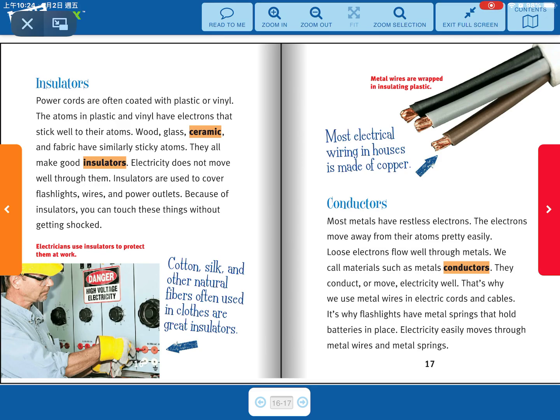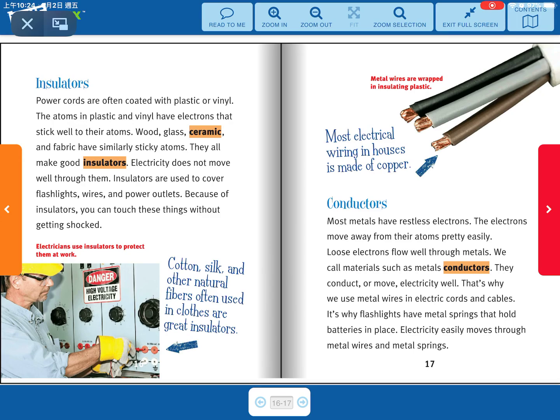Conductor. Most metals have restless electrons. The electrons move away from the atoms pretty easily. Loose electrons flow well through metals. We call materials such as metal conductors. They conduct, or move, electricity well.